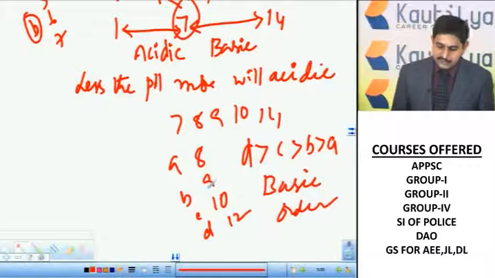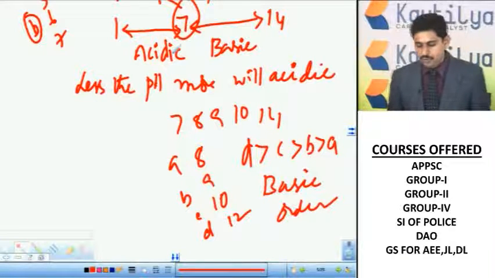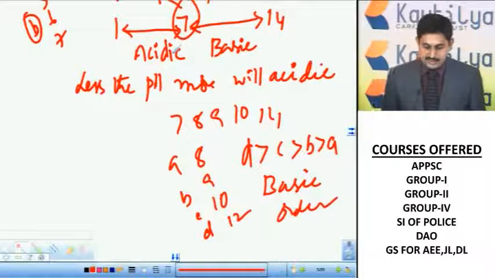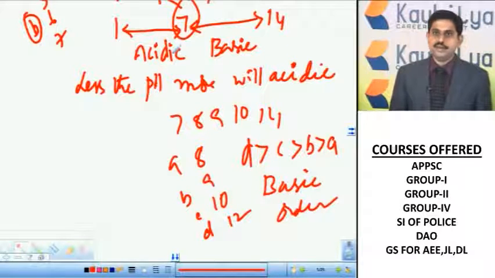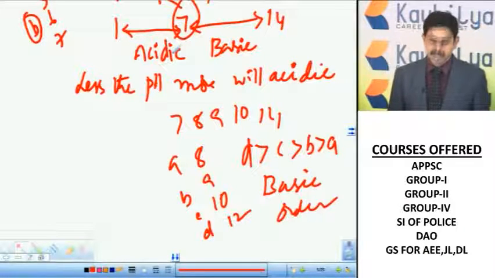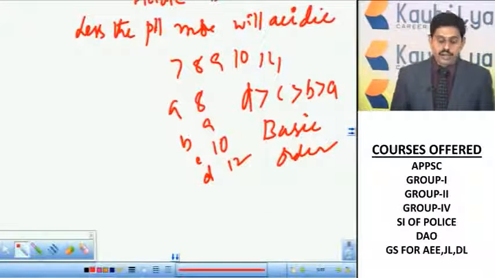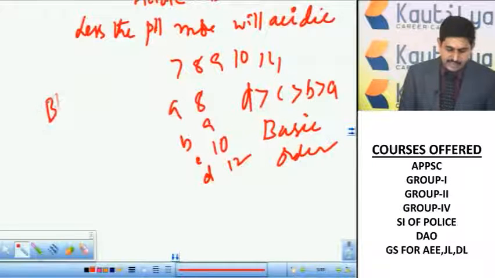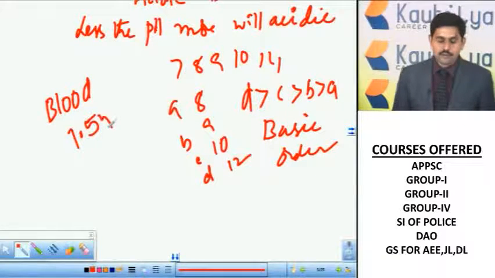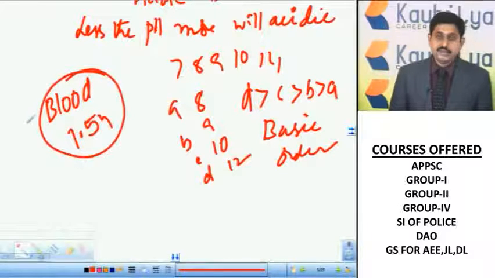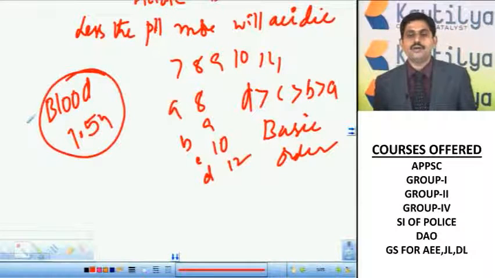So pH 7 is called neutral, pH less than 7 is called acidic, and pH more than 7 is basic in nature. Now remember, the pH of blood is always 7.54. It should always remain constant.